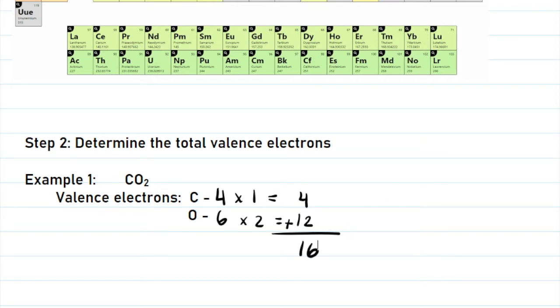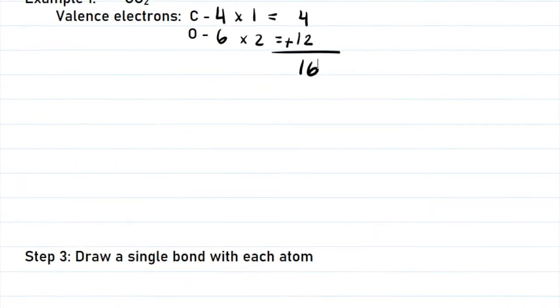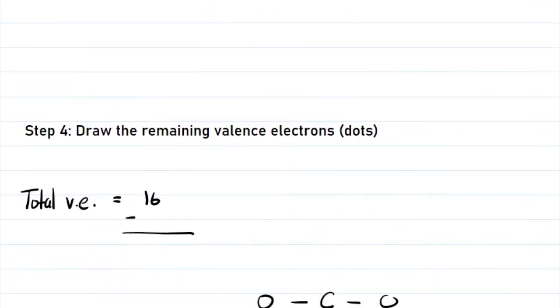Alright, so once you've determined the total amount of valence electrons, you can draw a single bond with each atom. We know C is going to be in the middle, so we'll draw O here and O here. Again, this is for CO2. Just draw a single bond with each atom. Just to keep in mind, a single bond has 2 valence electrons in it. Right, and now we're going to move on to step 4.